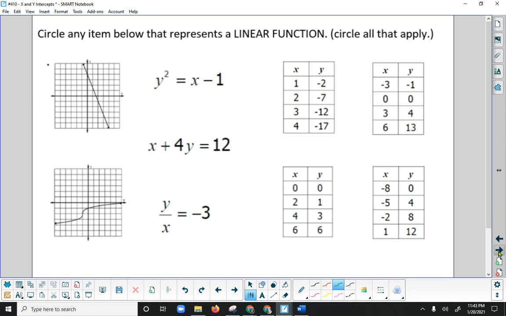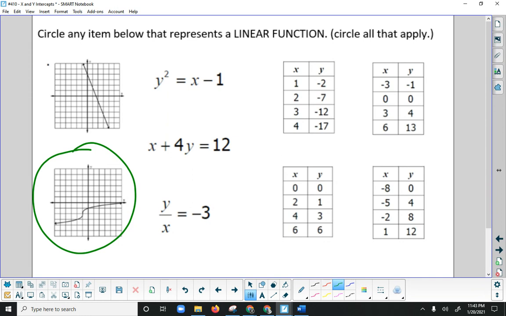Why don't you pause the video now and see if you can identify all of the linear functions on this screen. All right, let's see how you did. Now, more importantly, instead of just circling all that applied or identifying on your paper those that were linear, can you describe why they're not? Are you able to defend your reasons?